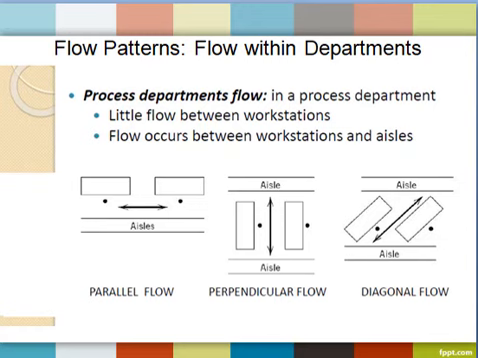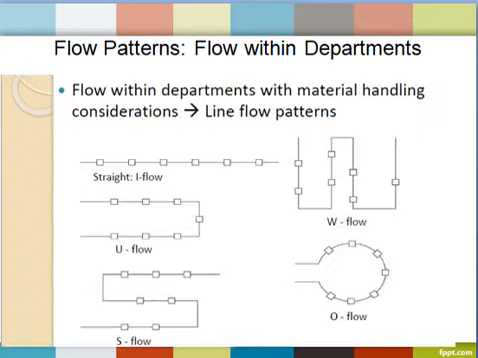However, in the process department flow, there is little flow between the workstations. The flow occurs between the workstations and the aisle. The flow pattern within a department with material handling consideration usually adopts a line flow pattern, but is not limited to a line flow: U flow, W flow, S flow, or O flow.